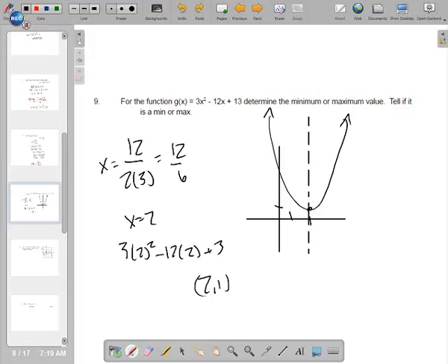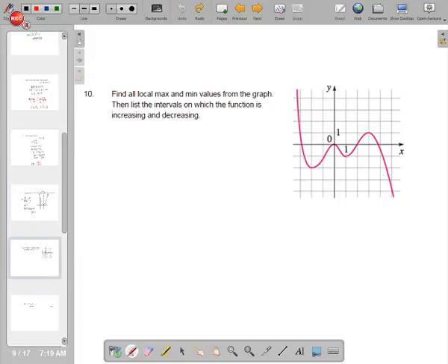Hey, that's pretty good. 2, 1 right there. You can just graph it and find the vertex, or you can do opposite of b over 2a and plug it in to get the vertex at 2, 1. And since it opens up, it is a minimum. The vertex is at the bottom, the smallest y value, so it's a minimum.